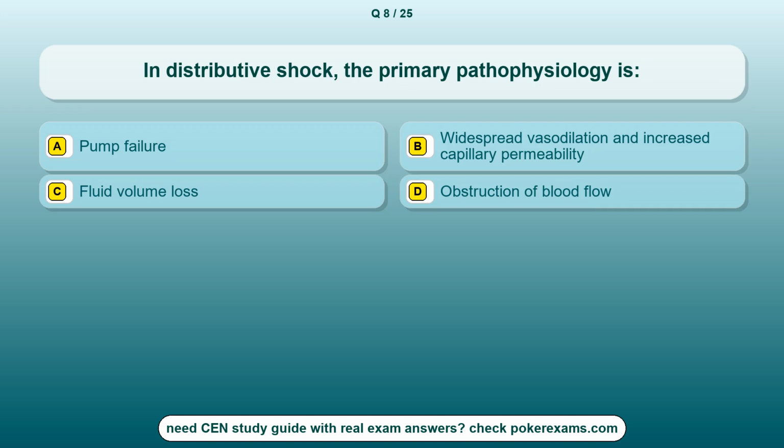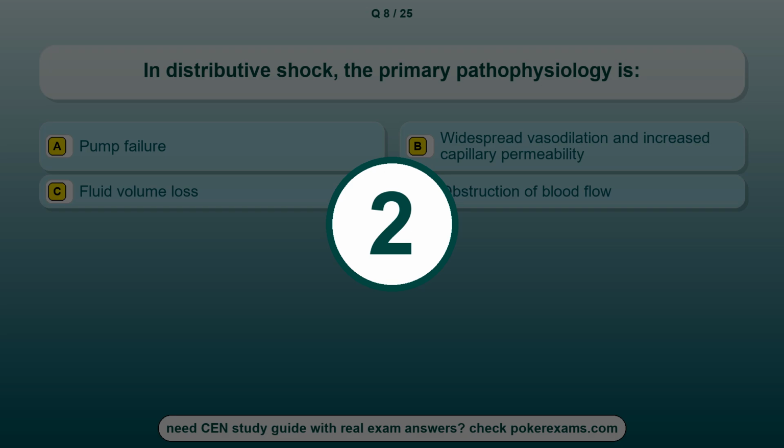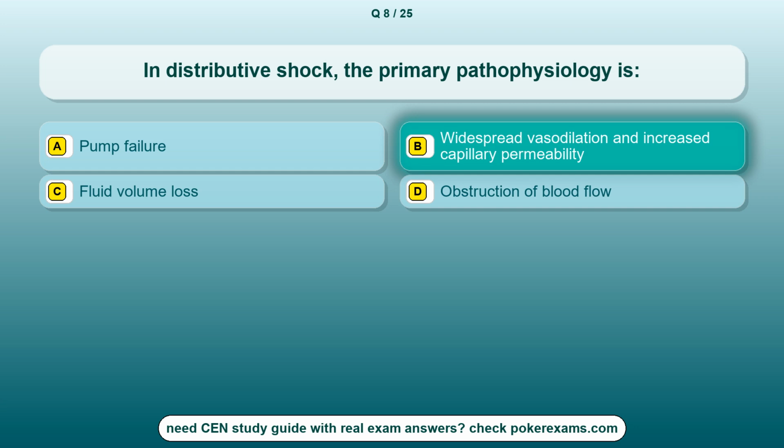Question 8. In distributive shock, the primary pathophysiology is: Option A, pump failure. Option B, widespread vasodilation and increased capillary permeability. Option C, fluid volume loss. Option D, obstruction of blood flow. The correct answer is option B, widespread vasodilation and increased capillary permeability.